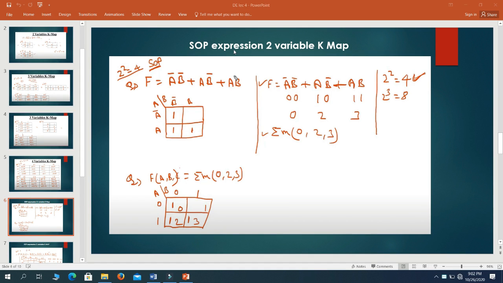So now let's talk about the SOP expression for a 2-variable Karnaugh map or 2-variable K-map. Before talking about it in detail, let's make it full screen once again.